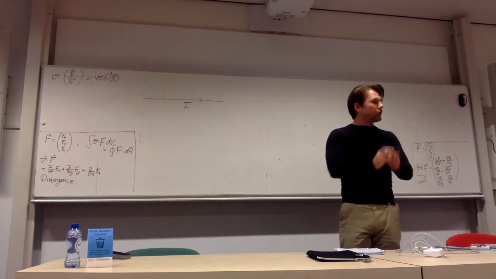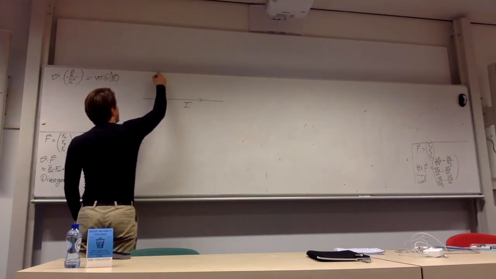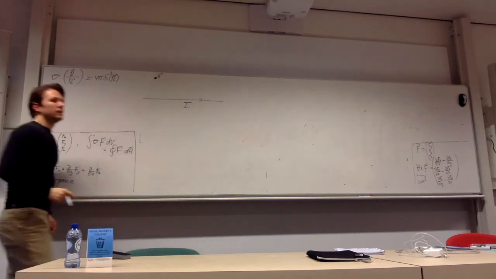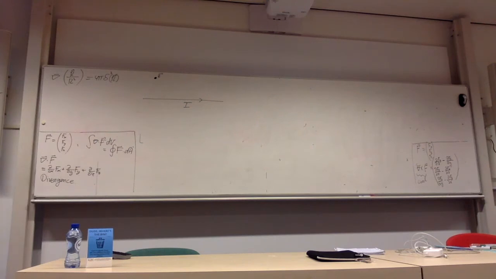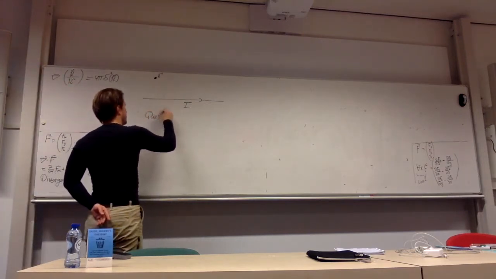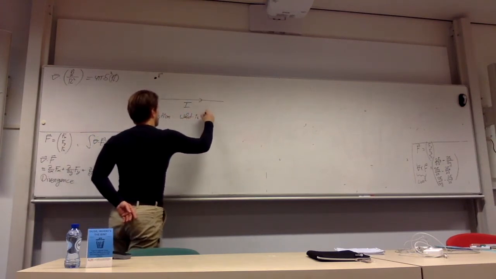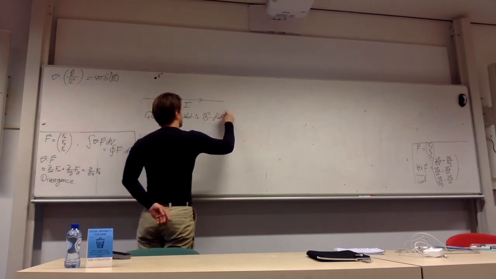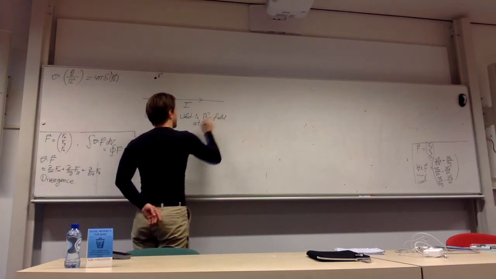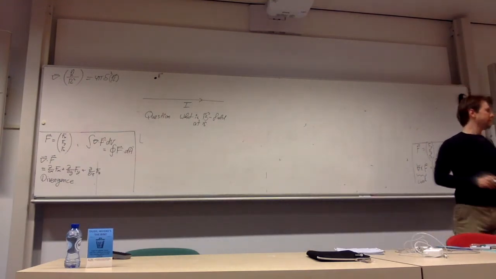Anyway, the question now is this. Suppose that you are standing over here, at position r, and you would like to know what the magnetic field is at that position. That's what we would like to know. That's the exercise.